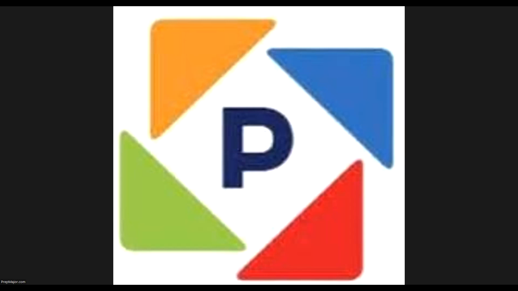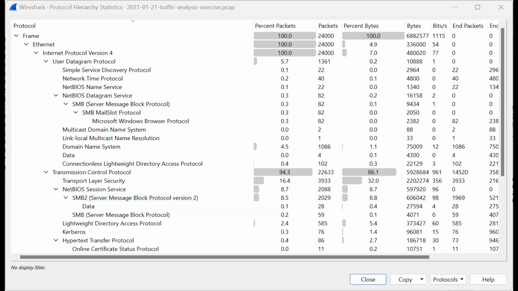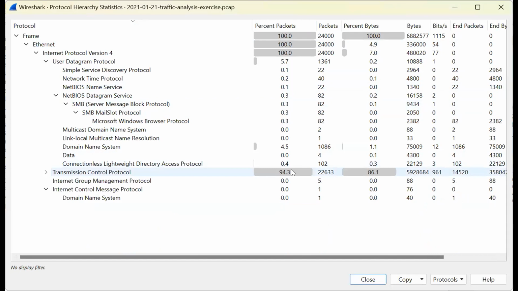For one of the files that was sent to us, when I went to the statistics and then under the protocol hierarchy, the summary, I discovered that for most of the communication, the TCP protocol has the greatest percentage. So I decided to focus my analysis on the TCP protocol for that one.